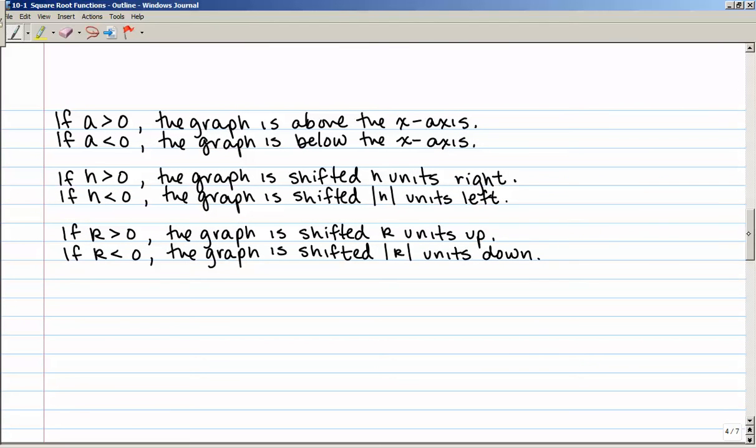Now, as I said before, the graph can change a little bit. If a is greater than 0, the graph is going to be above the x-axis. If a is less than 0, that is, if a is a negative number, the graph is going to be below the x-axis. It's going to be reflected over the x-axis and be down below it. If h is greater than 0, then the graph is going to be shifted h units to the right. If h is less than 0, if h is a negative number, then the graph is going to be shifted the absolute value of h units to the left.